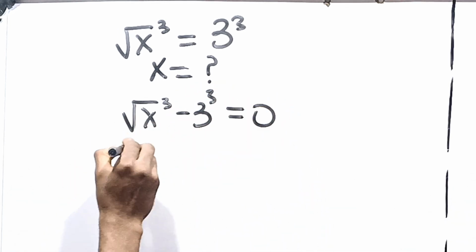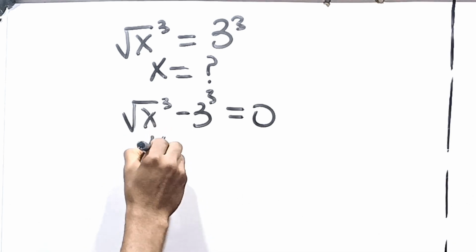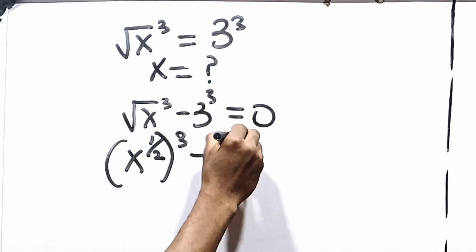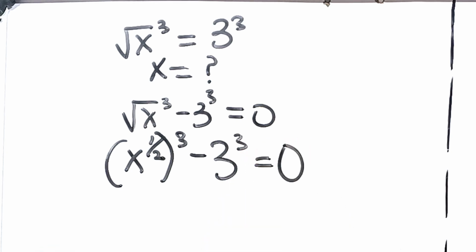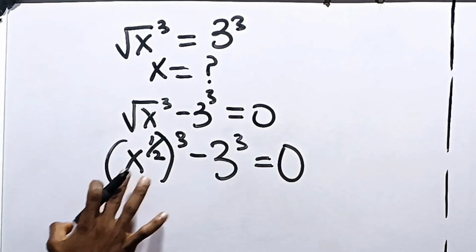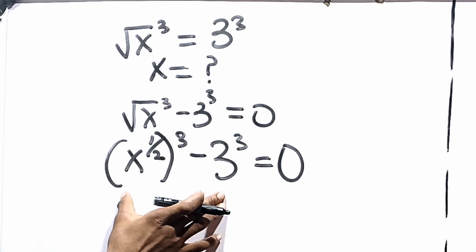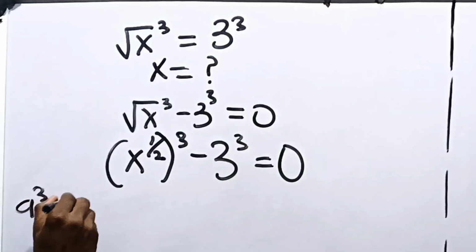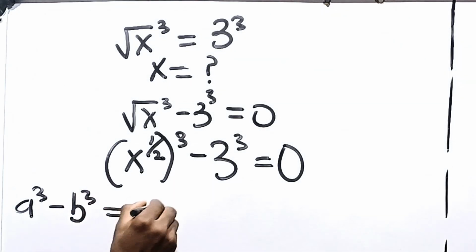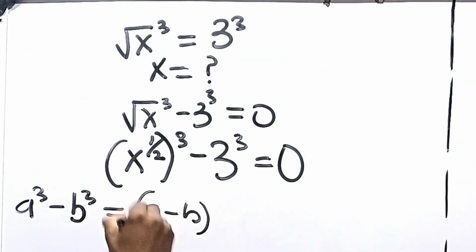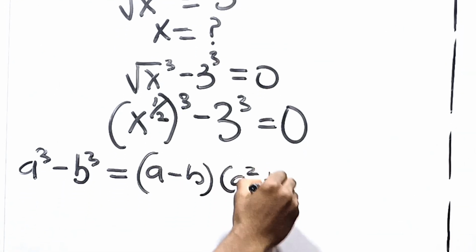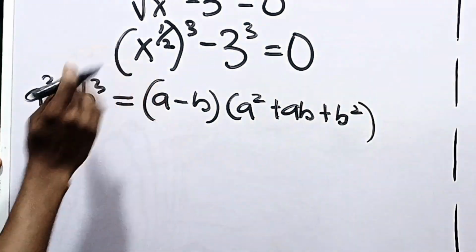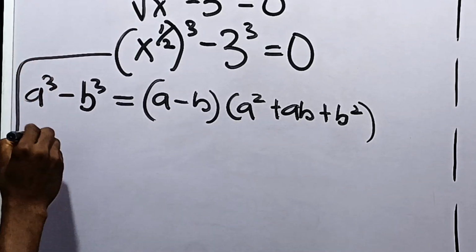From here, we can write this as x raised to the power half, root of x, all raised to the power 3, minus 3 raised to the power 3 is equal to 0. And as you can see, this is the difference of two cubes. What does the law of difference of two cubes state? If you have a cubed minus b cubed, it is equal to a minus b into a squared plus ab plus b squared.